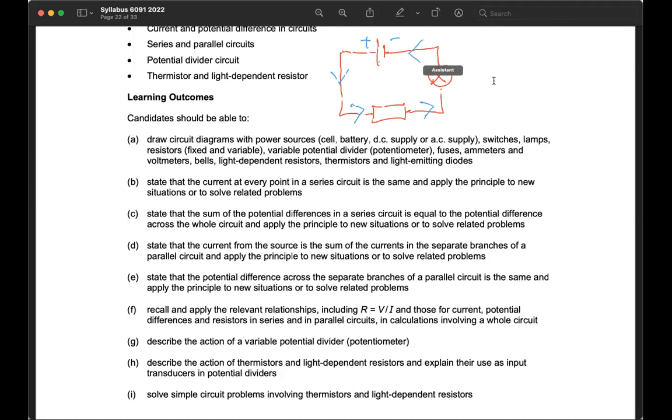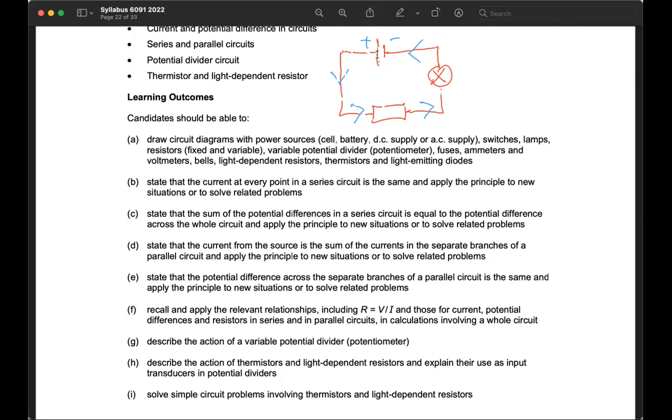Okay, so at every single point, these two are arranged in series. So if you are a conventional current, there's only one path for you to go, from the plus all the way to the minus. There's no alternate path. So this is called a series circuit. Your current has only one path to go, and when it has only one path to go, the current is the same.